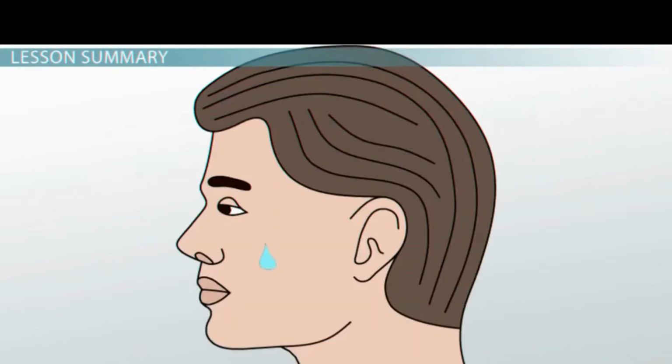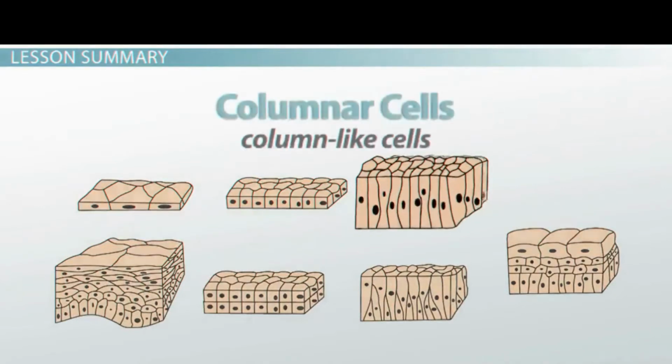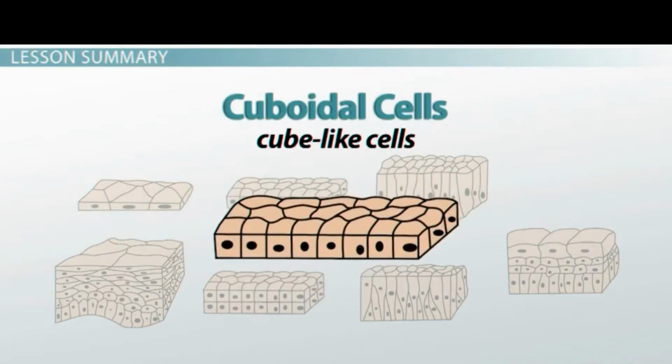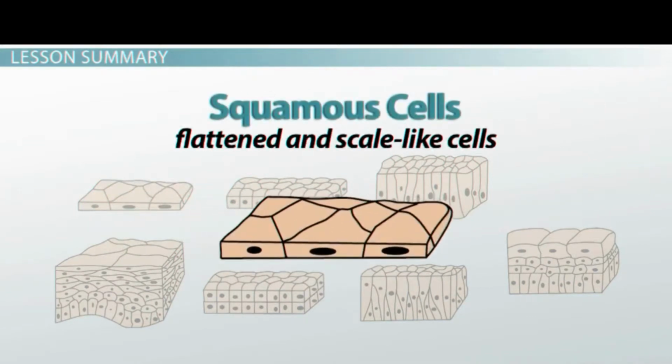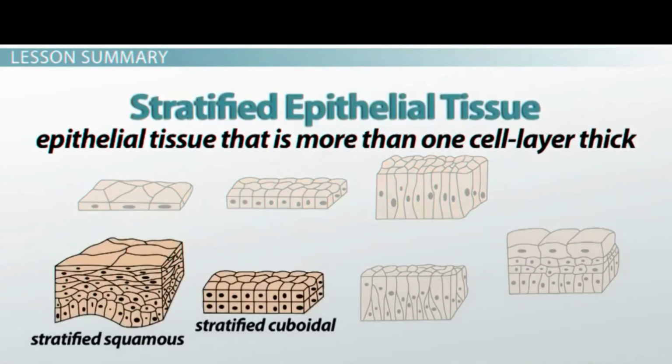Hopefully, the amount of information in this lesson isn't making you sweat. Let's review the important parts you need to grasp from this lesson. Recall that epithelial tissue has differently shaped bricks, or cells, that is. There are columnar cells, which means column-like cells, cuboidal cells, which are cube-like cells, and squamous cells, which are flattened and scale-like cells. A single cell layer of epithelial tissue is called simple epithelial tissue, while stratified epithelial tissue is an epithelial tissue that is more than one cell layer thick.